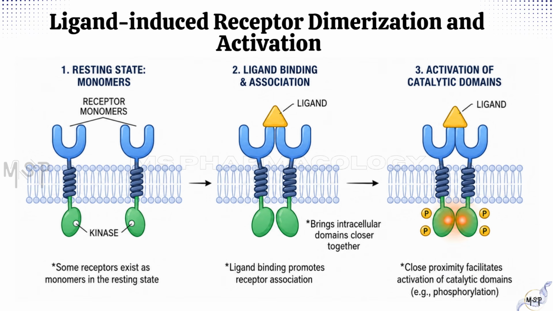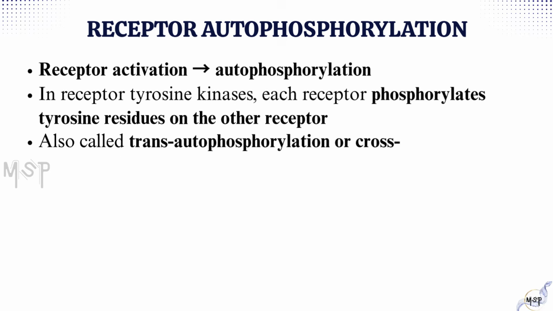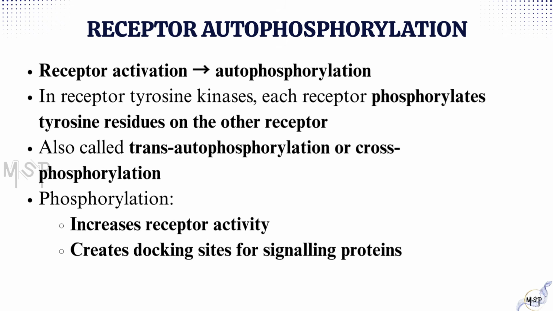However, it is important to remember that not every enzyme-linked receptor is activated by exactly the same dimerization mechanism. Some receptors undergo ligand-induced dimerization. Others may already exist as preformed dimers and undergo a ligand-induced conformational rearrangement that activates the receptor. Therefore, dimerization is a common and important mechanism, but the exact mechanism varies between receptor families. Once receptor molecules are brought together and activated, many receptor tyrosine kinases undergo a process known as autophosphorylation.